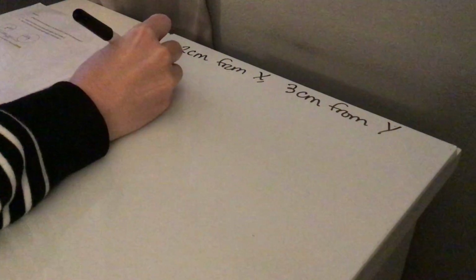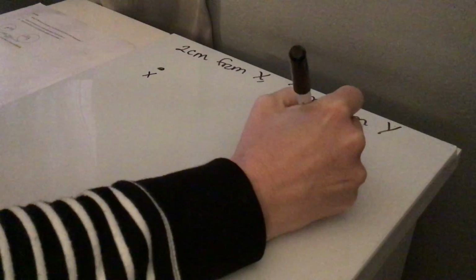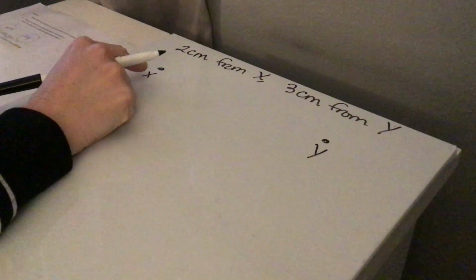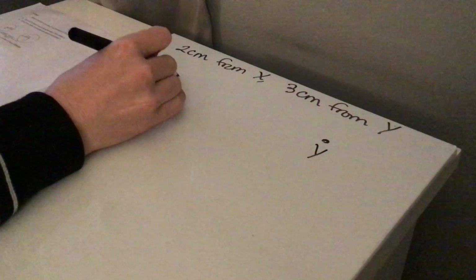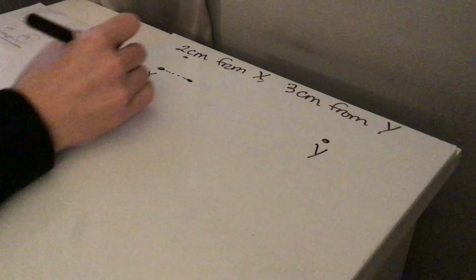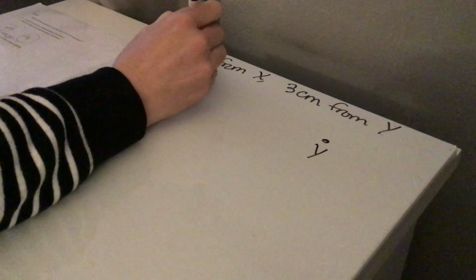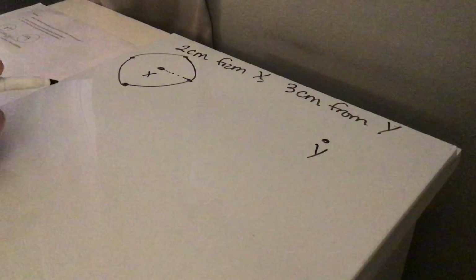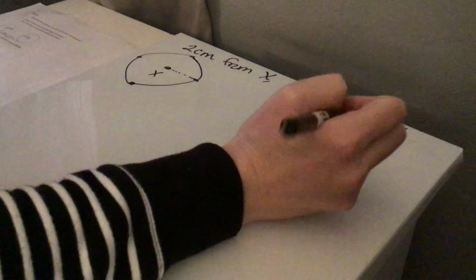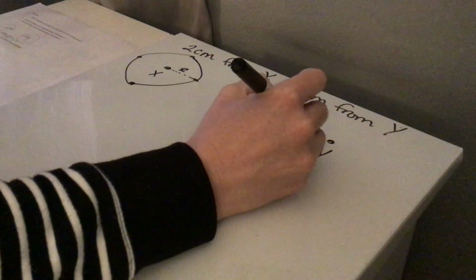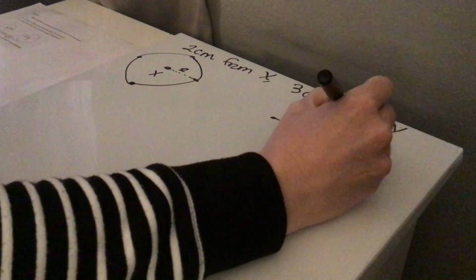Okay, so if point X is here and point Y is here, you want points that are 2 centimeters from X. So that's going to be, here's one point, here's another point, here's another point, here's another point. So it ends up being a circle around X. Okay? Imagine that's round, like in your notes. And then points that are 3 centimeters from Y. So if I measure out 3 centimeters, right, so this is 2 centimeters. If I measure out 3 centimeters, I also get a circle.